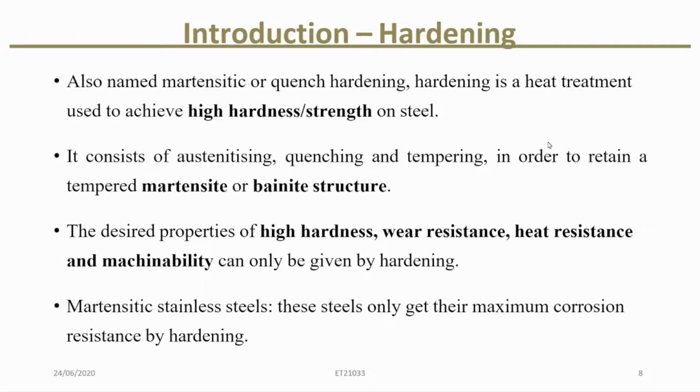Okay, so we do 3 steps. First one is austenize, quench and temper. In austenize, we heat the steel high enough so its structure becomes austenite. Okay, so then quench. In the quench, we cool it very fast.